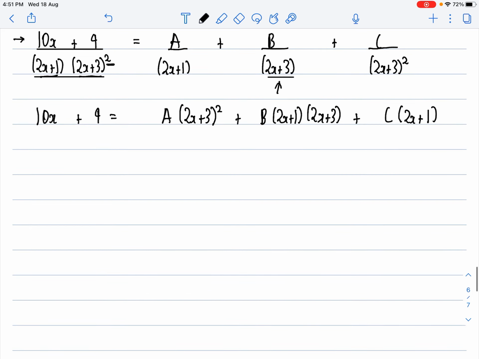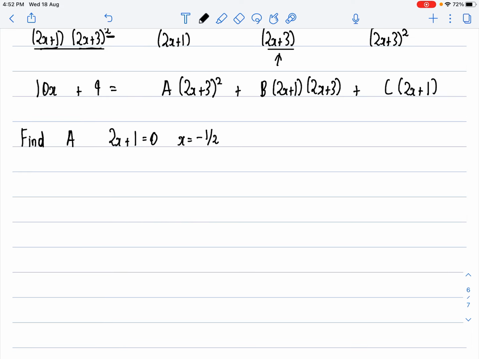Correct? Now what do I do simply? First I find A. For A, I need this full part to be equal to 0. So the thing common is 2x plus 1. So I equate 2x plus 1 to 0, so I get my x as minus 1 over 2. Now I can substitute that in the place of x.